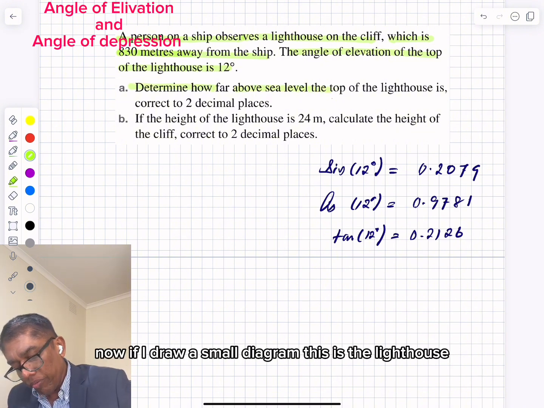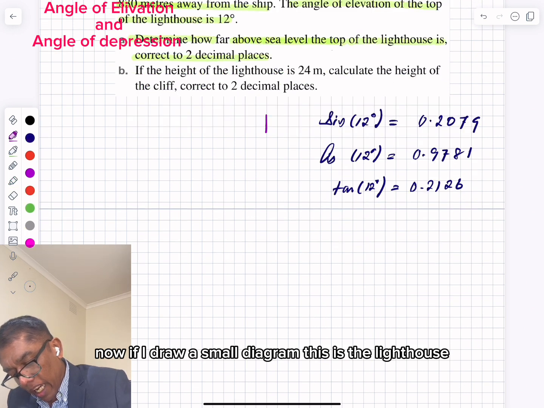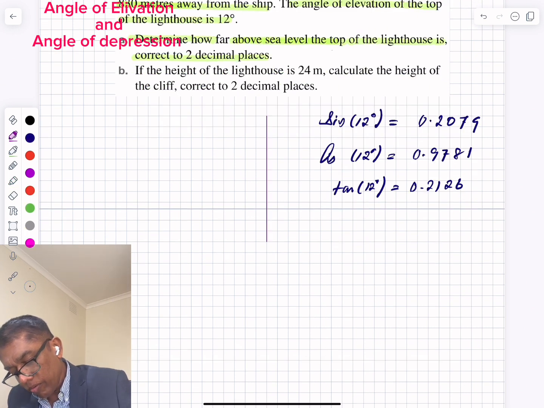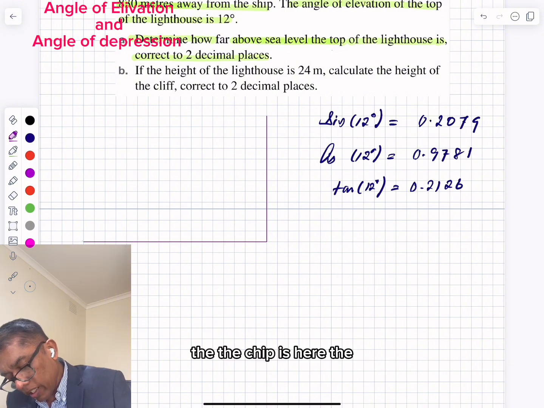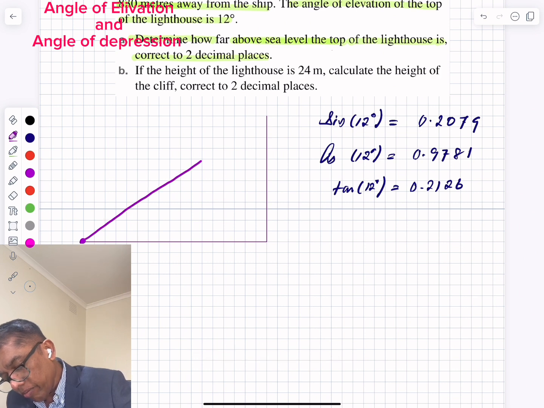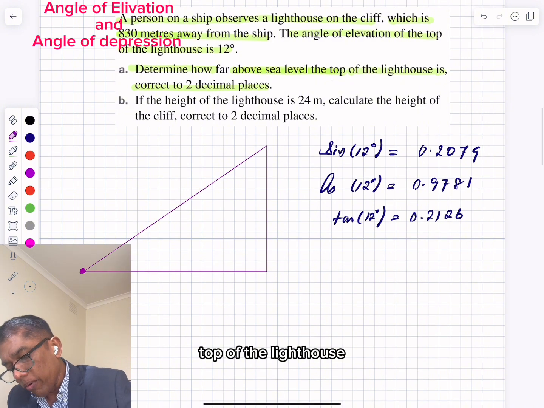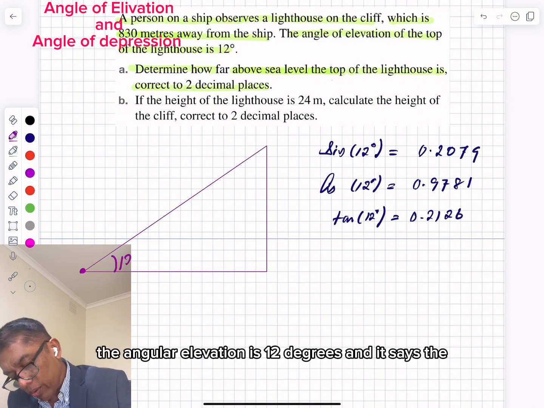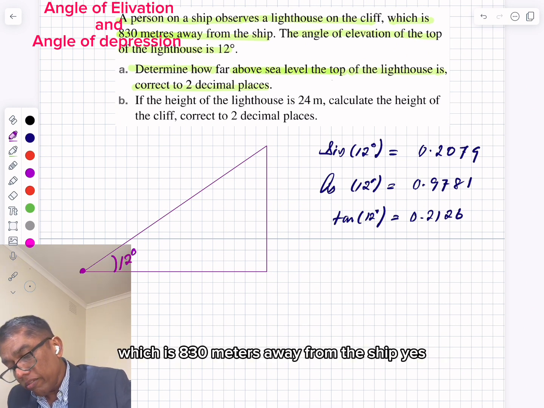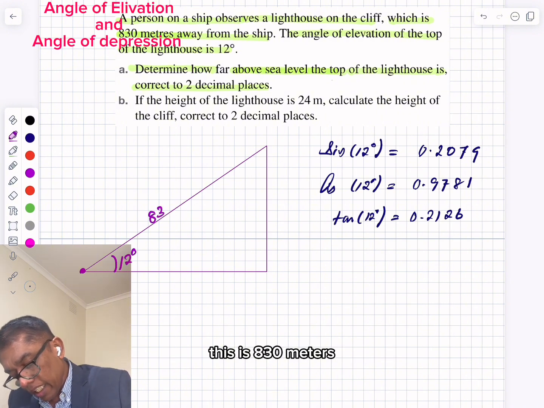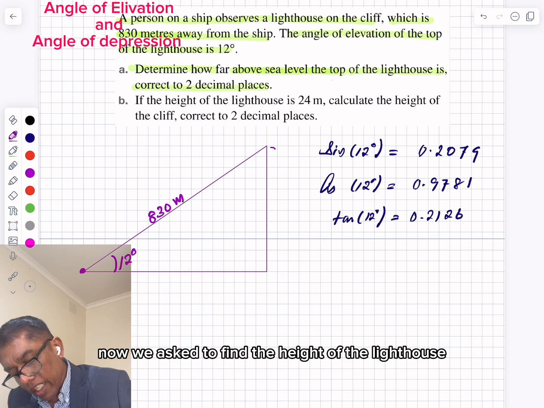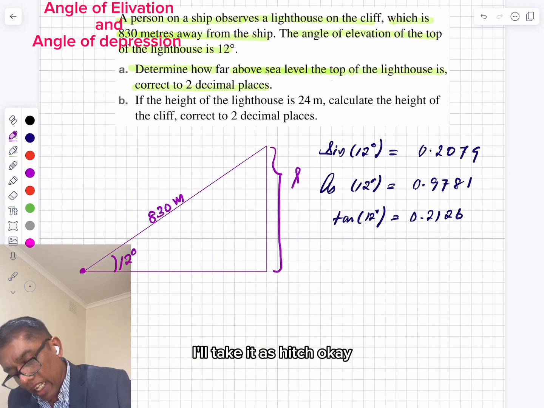Okay, now if I draw a small diagram, this is the lighthouse. This is the ship here. This is the top of the lighthouse, the angular elevation is 12 degrees, and it says which is 830 meters away from the ship. Yes, this is 830 meters. Now we are asked to find the height of the lighthouse. I'll take it as h.